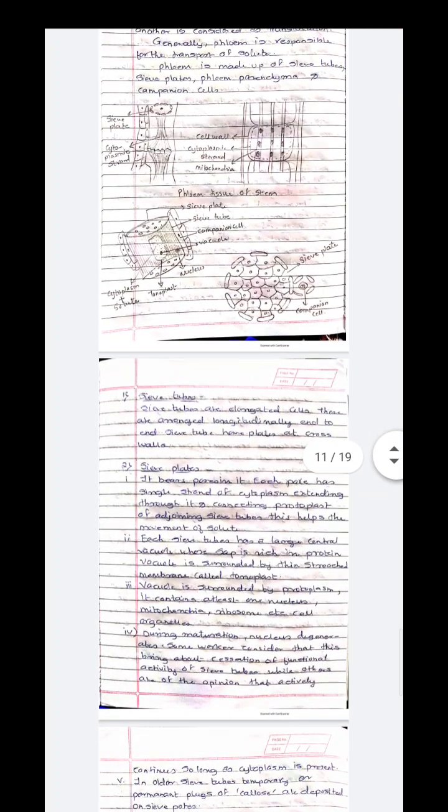Then the second part is the sieve plates. The sieve plates bear pores in them. Each pore has a single strand of cytoplasm extending through it and connecting the protoplasts of adjoining sieve tubes. This helps the movement of solutes.